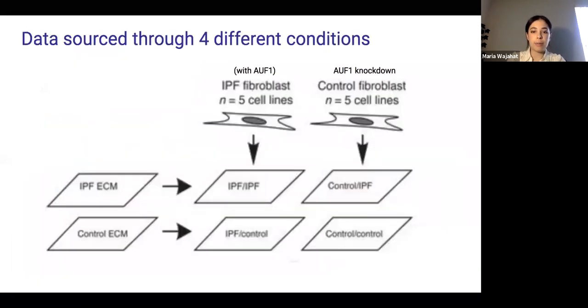So here's a diagram which explains what exactly we did, and it can explain the 4 different conditions really well. So we have the IPF ECM, or the diseased ECM, and then we had a control ECM, or a healthy ECM. And then we had fibroblasts that had AUF1 present that we added to both the IPF and the control ECM. And then there were fibroblasts that had AUF1 knocked down, or AUF1 not present. And then those were also added to the IPF ECM and the control ECM. And so we have 4 different conditions.